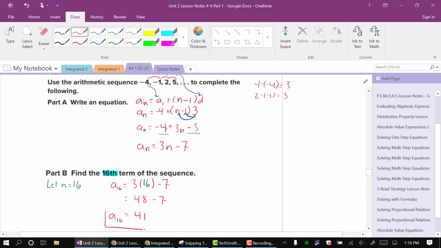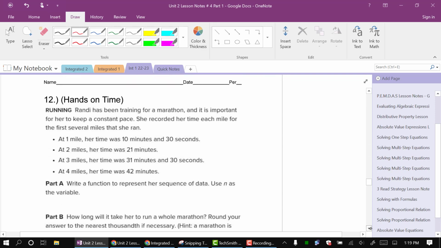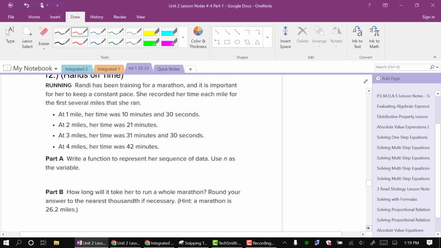Now, if you would like, you can keep working this original sequence up here and go all the way out 16 terms, and you will find that it is 41. But this is a nice shortcut, so we don't have to do that every single time. Go ahead and pause the video and give number 12 a shot, using the same idea that we just came up with.